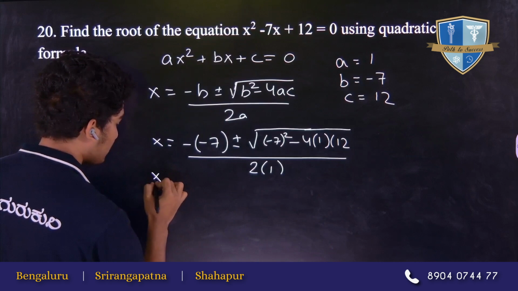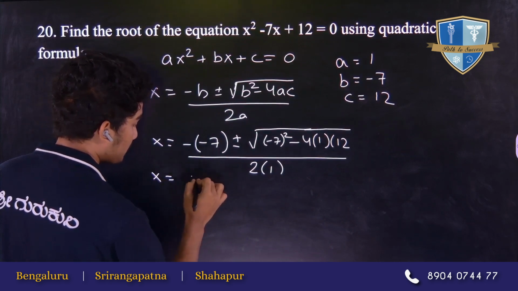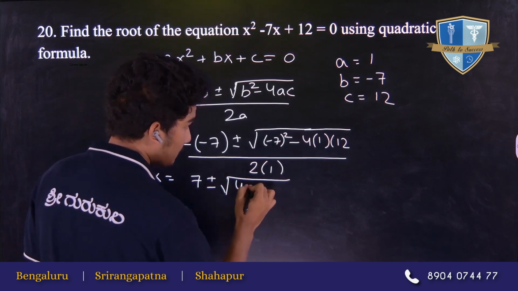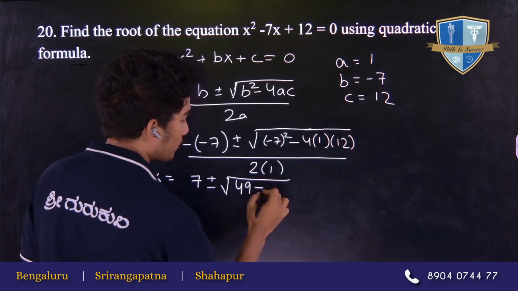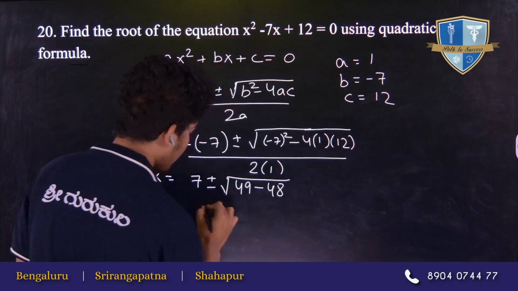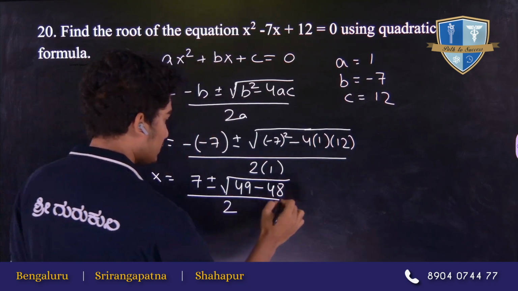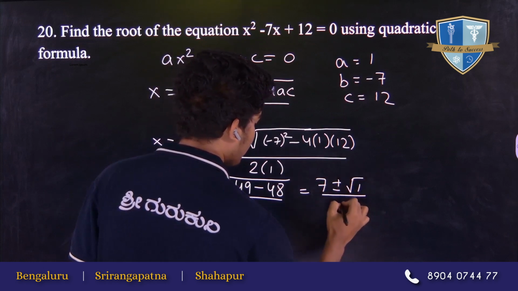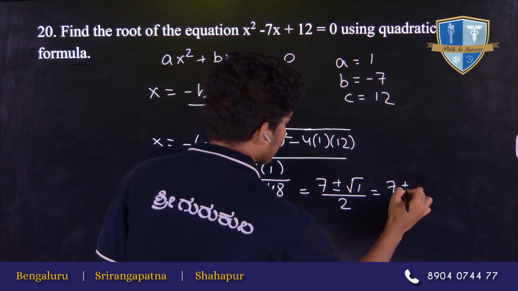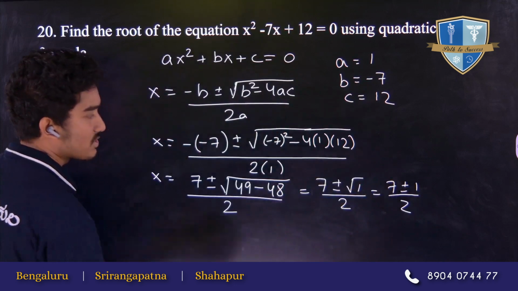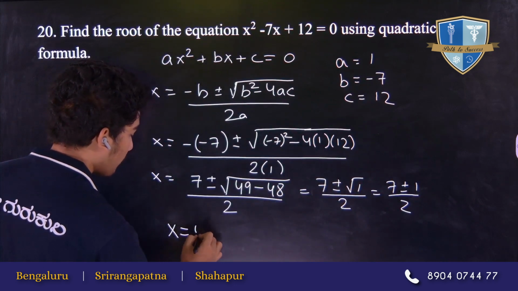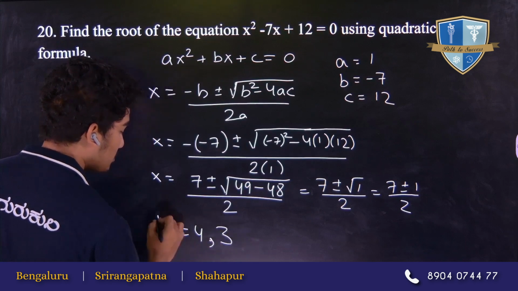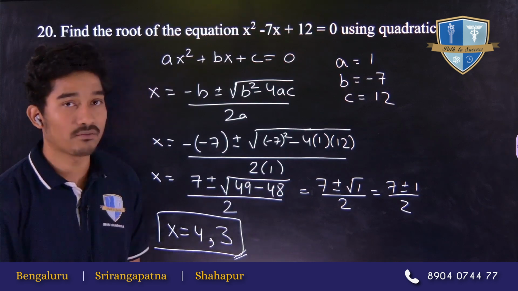So this will be x is equal to minus minus 7, that is plus 7, plus minus root of 7 sevens are 49 minus 12 into 4, that is 48, divided by 2. So this will be equal to 7 plus minus root 1 divided by 2, which is equal to 7 plus or minus 1 divided by 2. So 7 plus 1, 8 divided by 2 is equal to 4, and 7 minus 1, 6 divided by 2 will be equal to 3. So 4 and 3 are the two solutions of the quadratic equation.